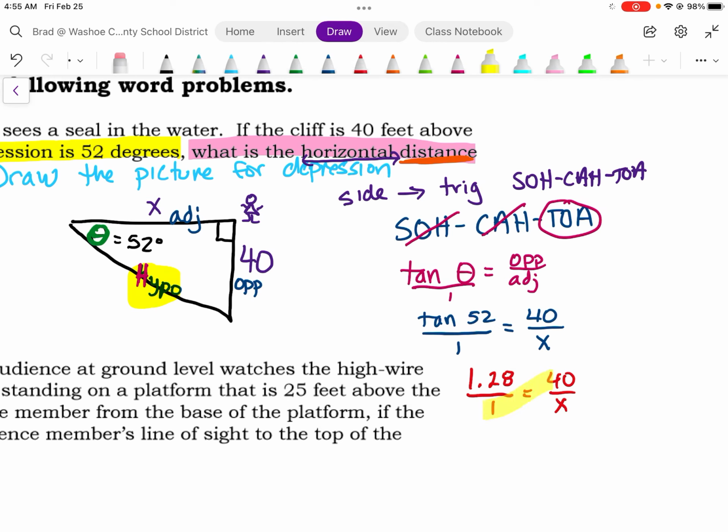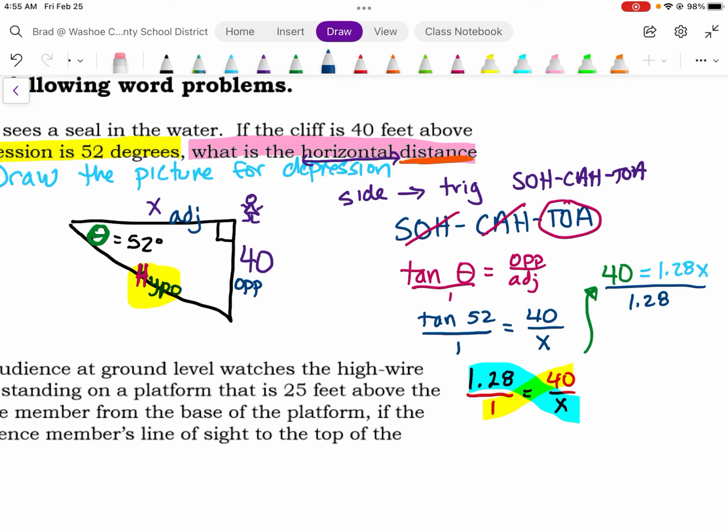Now I'm going to cross multiply, so 1 times 40. That's going to give me 40. Sorry, I'm going to go up here because I'm running out of space. And then my other way here is going to be 1.28 times x. Now, we're not done yet. We need to divide both sides by that 1.28 so that we can solve for x.